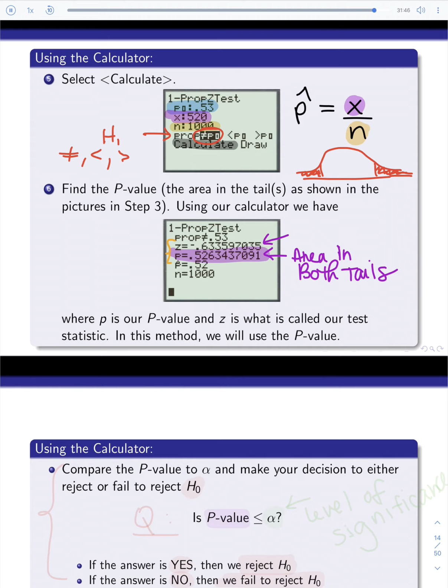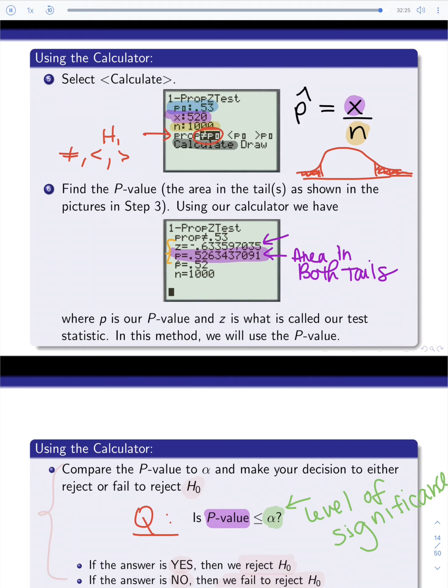Then the question is, what do you do with your p-value? Well, just like always, you're going to ask yourself one question. This question won't change ever. Whether you're left-tailed, right-tailed, or two-tailed, it will always stay the same. You're going to ask yourself if the p-value you just came up with is less than or equal to what's called our alpha. Our alpha is what's called our level of significance. And it has to be given in the problem, no matter what.